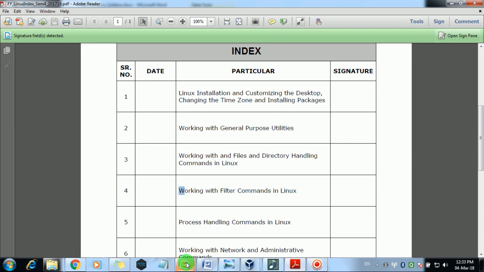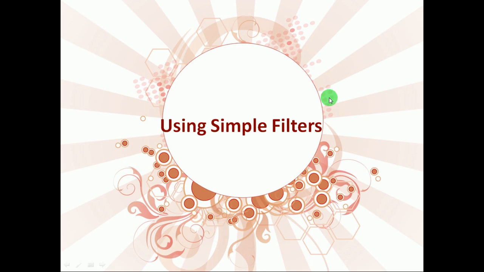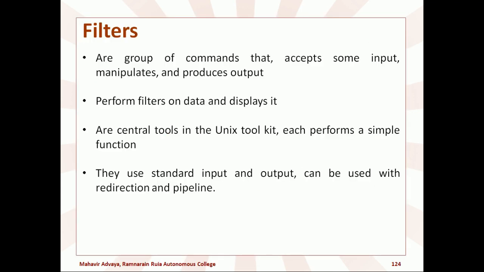Filter commands are various commands that we basically use to filter the records. As the word filter suggests, filtering the required thing: removing the unutilized and taking the utilized one. Filters are a group of commands that accept some input and give you some output after manipulation. That is, after processing your input, it will give the output. So you can use filters on data and display its records.